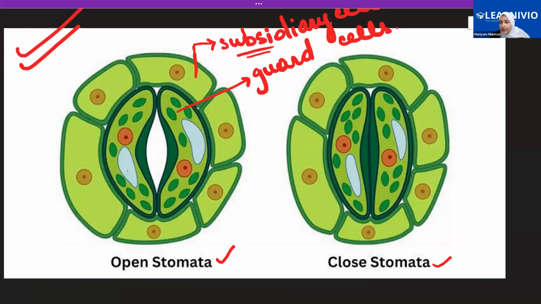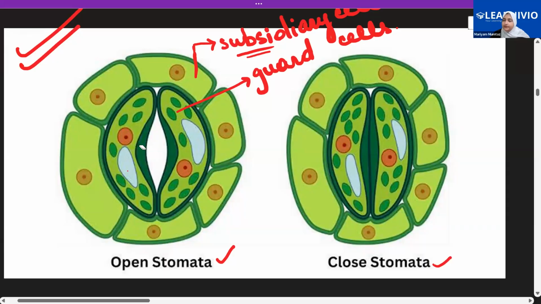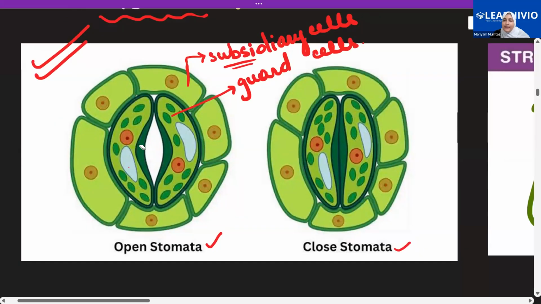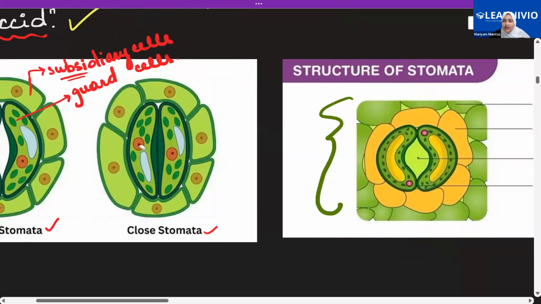And what did I say? What will the swollen guard cell be called? Turgid. And when the guard cells lose the water, they'll be shrunken. And what will you call them? Flaccid. Very good.